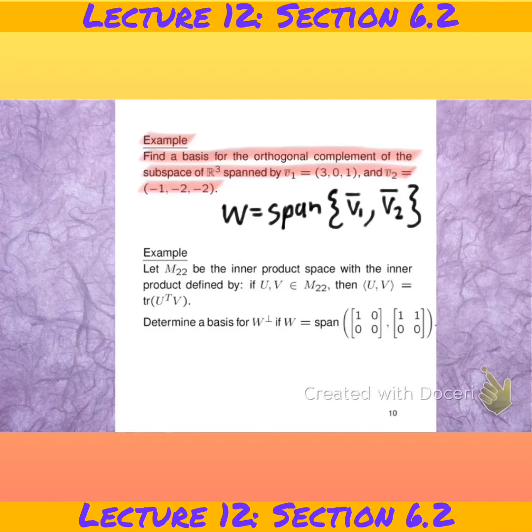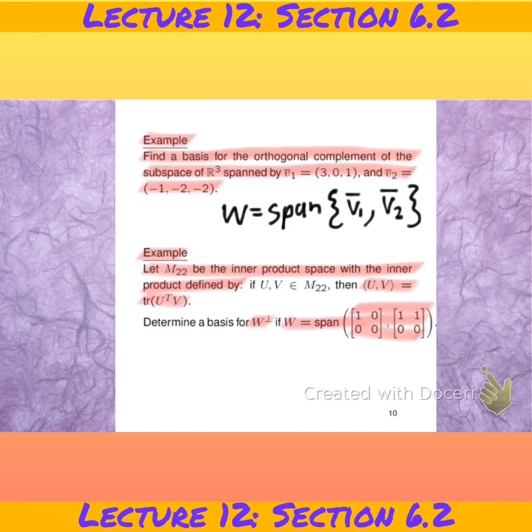Right, so next up we've got this example here. Now the space is given as M22 and the inner product is defined as this trace inner product. And we're asked to determine a basis for the orthogonal complement of W, where W is the span of these two vectors here. So how do we find a basis for the orthogonal complement of W?